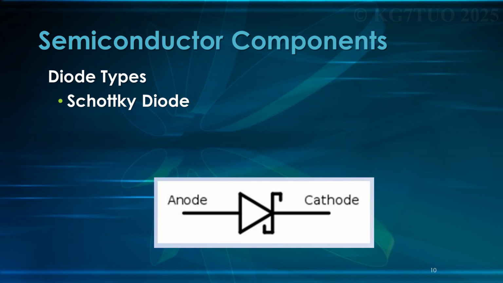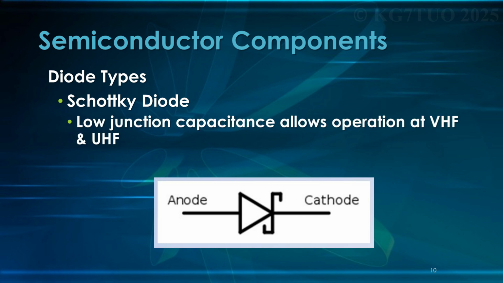Schottky diode. I thought that one was going to be yellow. The low junction capacitance allows operation at VHF and UHF frequencies. And you got a little backwards S. Kind of looks like an S, right? Just backwards. Dyslexic there. Has lower forward voltage drop.